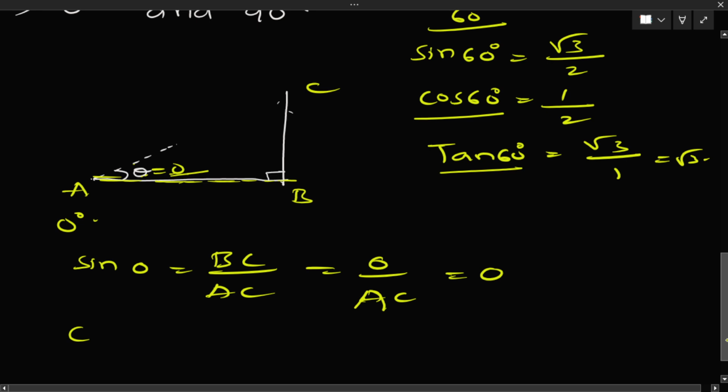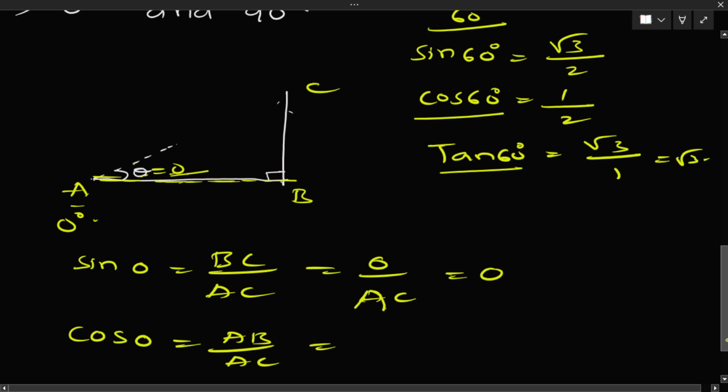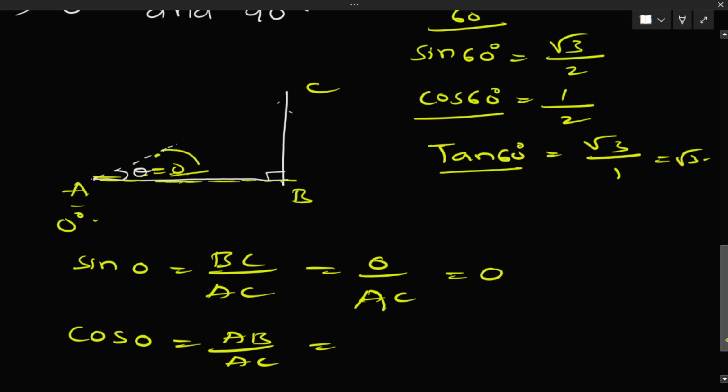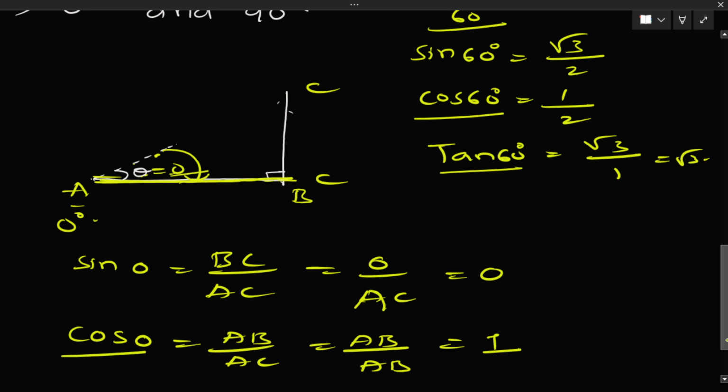What about cos 0? Coming to cos 0. Cos 0 means in this triangle ABC, I get adjacent side AB by hypotenuse side AC. What is the value of AB? If theta is equal to 0, AC falls on AB, so AC replaces AB as well. Therefore AC is equal to AB, and I can write AC as AB. I get AB by AB is equal to 1. So sin 0 is equal to 0 and cos 0 is equal to 1.